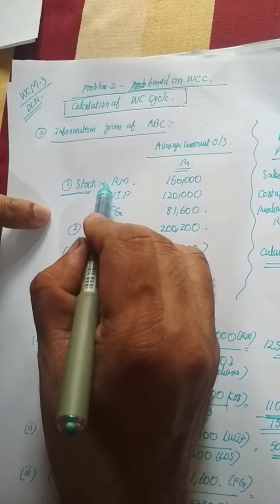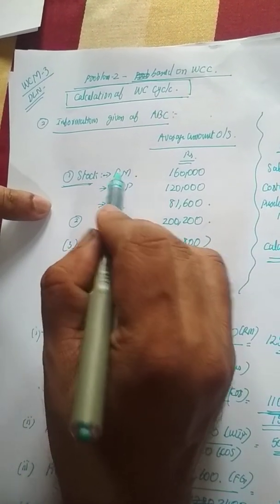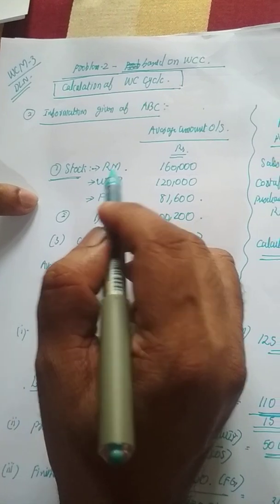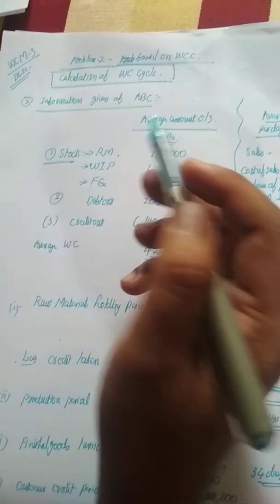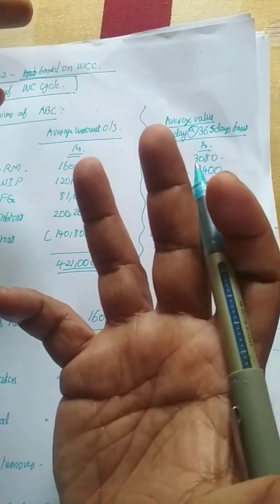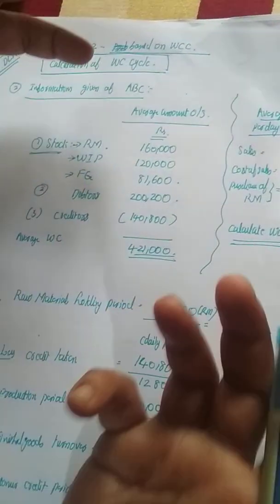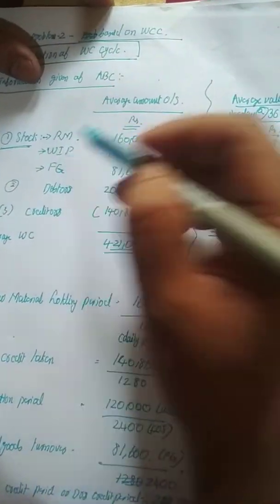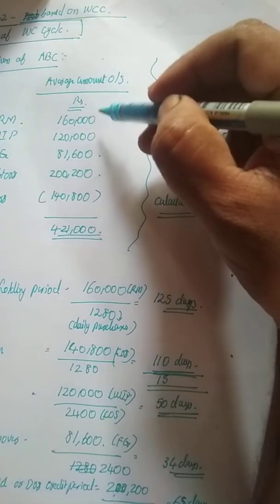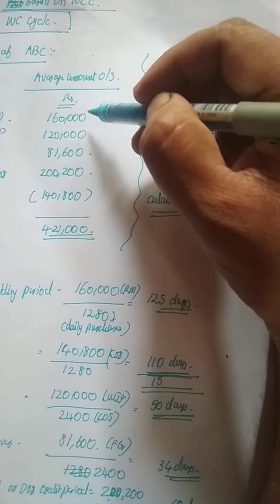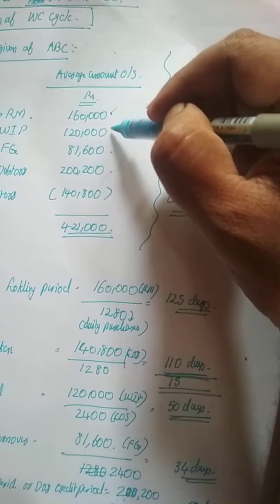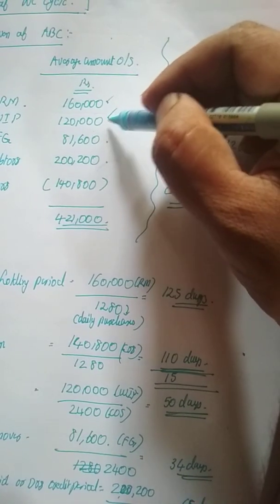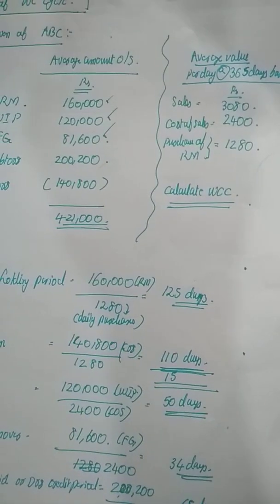Inventory will be in three ways: raw material, work in progress, finished goods. This I had explained in the last problem. In production, raw material will be first. It will be in the production process, work in progress will be there, and in the completion process, finished goods will be there. So three types of inventories. Its average amount outstanding is given, usually the average amount outstanding in a year. So that is given: 1,60,000 raw material, work in progress 1,20,000 and finished goods 81,600.